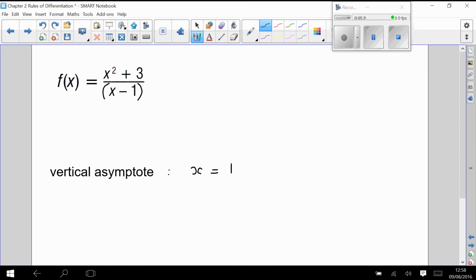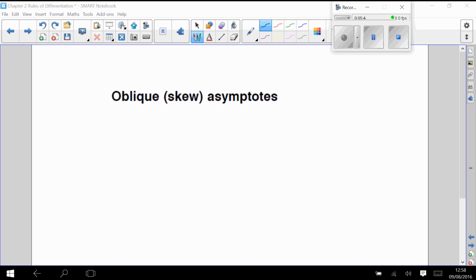Take a look over here. Can you see that the degree of x this time is greater in the numerator than in the denominator? In this case, this is going to help me to find my third type of asymptote, which is my oblique asymptote. And we'll discuss these in the next video.